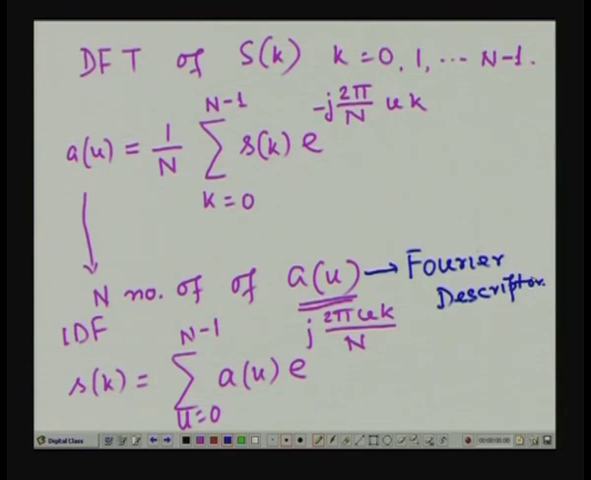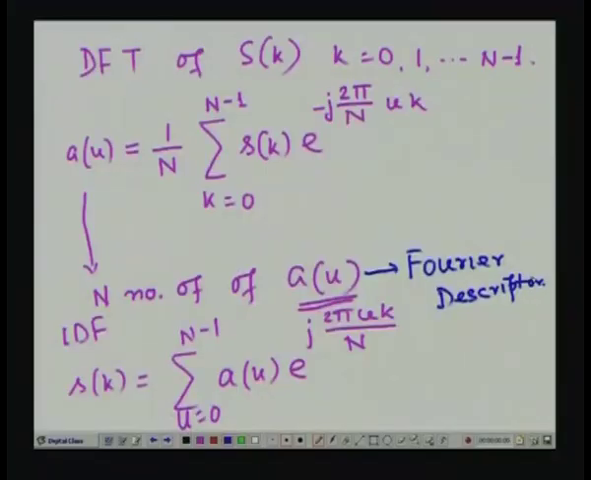So, given a set of boundary points, we consider each of the boundary points as a complex number. By tracing the boundary in a particular order, either in the clockwise or anti-clockwise direction, I get a sequence of such complex numbers. I take the discrete Fourier transformation of that sequence, and the set of DFT coefficients become the Fourier descriptor which describes the given boundary. And naturally, if I take the inverse discrete Fourier transformation of these Fourier descriptors, then I get back our original boundary points.